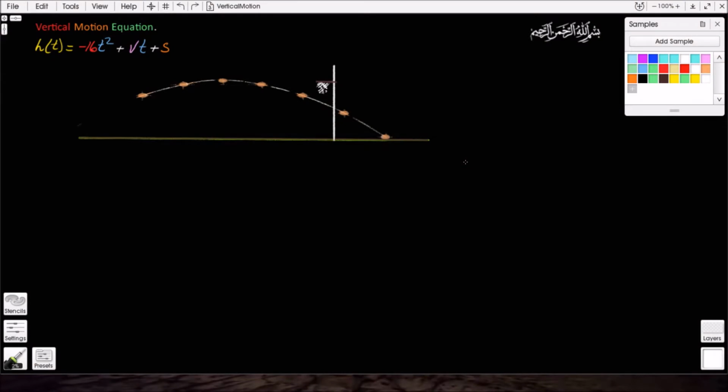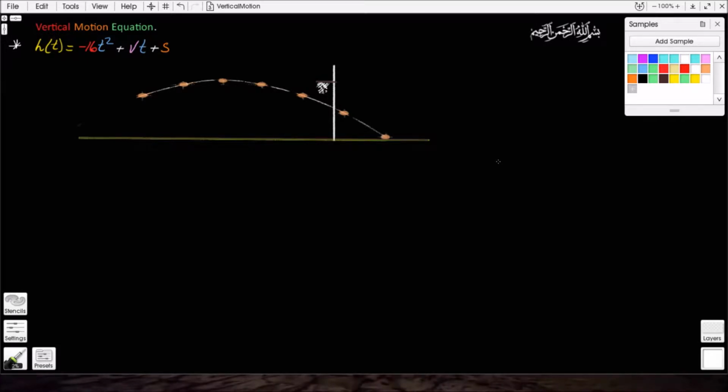Bismillahirrahmanirrahim. Today I wanted us to get a good working understanding of the vertical motion equation, which I have written over here. Now, even before we start talking about the vertical motion equation, we have to learn a bit of terminology that is associated with this vertical motion equation.